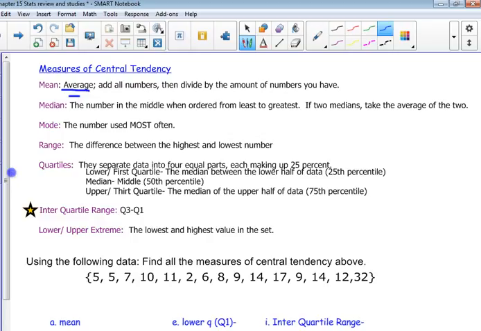Median is the middle number. Make sure, this is one thing everybody forgets, you got to order them from least to greatest. Right, if there's 2 numbers in the middle, you just find the average. Mode is the number that's used most often. Range is the difference between the highest and lowest number.